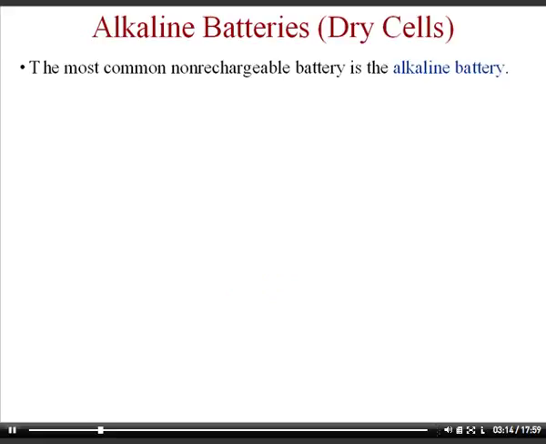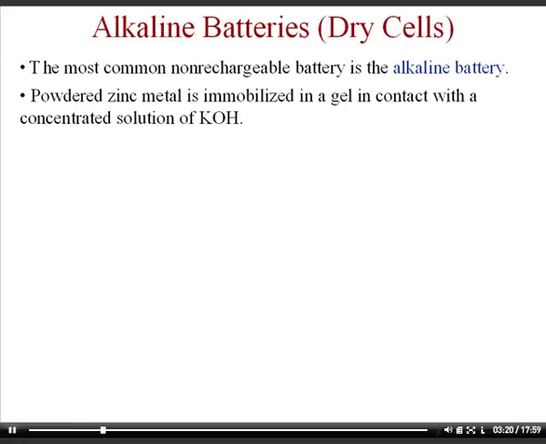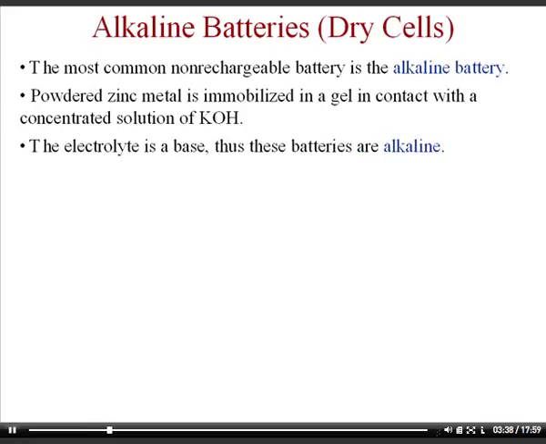Now there are dry cell batteries, which we're most familiar with. They're called alkaline batteries. The most common non-rechargeable battery is this alkaline battery. And powdered zinc metal is immobilized in a gel, and it's in contact with a concentrated solution of potassium hydroxide. And so this alkaline solution, or this basic solution, is where the battery gets its name. Now the electrolyte is a base, and since the electrolyte is a paste, it's not a free-flowing liquid, it's called a dry cell.